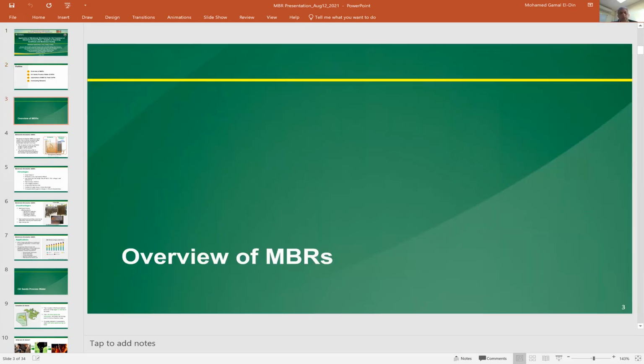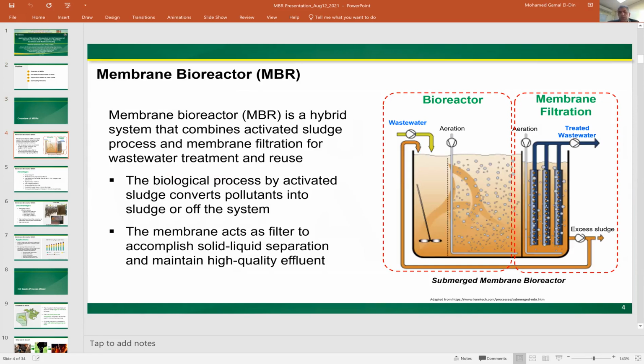Regarding the overview of the MBRs, a lot of you must know that a membrane bioreactor is basically a hybrid system that combines the activated sludge process with membrane filtration, to have both the biological process, which is activated sludge, or even IFAS, integrated fixed-film activated sludge, in the same reactor with the solid-liquid separation. In our case, it's a filtration process using membrane technology. This way, it's a far more compact system to deal with both biological and solid-liquid separation processes in one tank. And it can also increase the capacity of the treatment system when it comes to biological wastewater treatment.